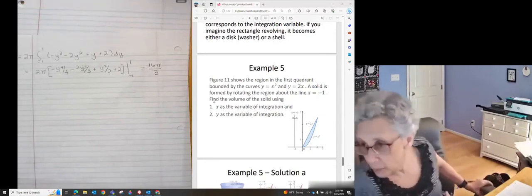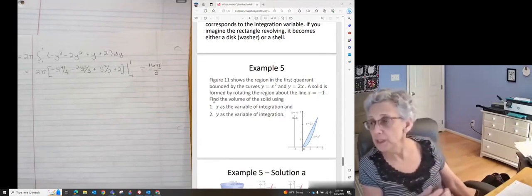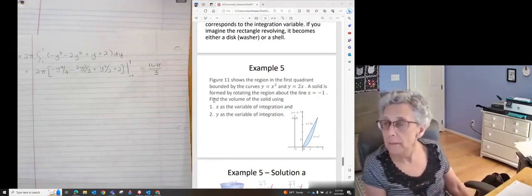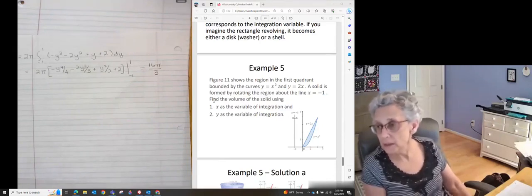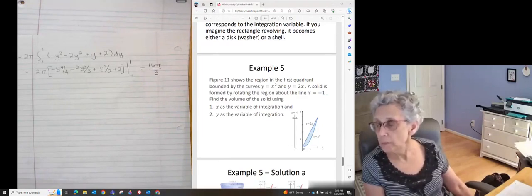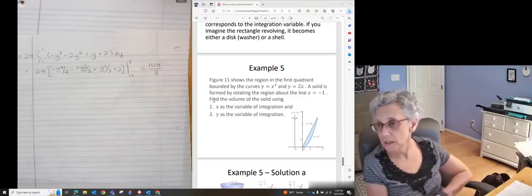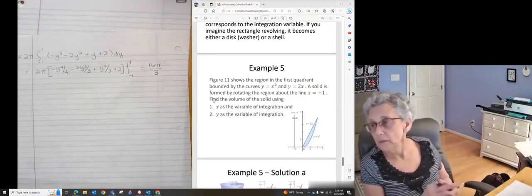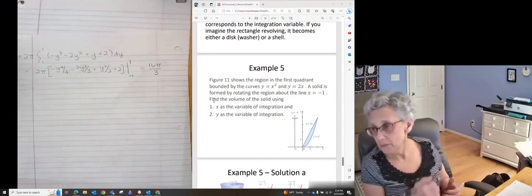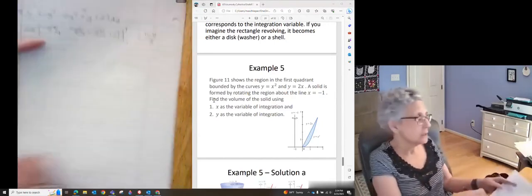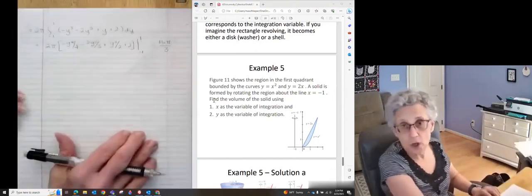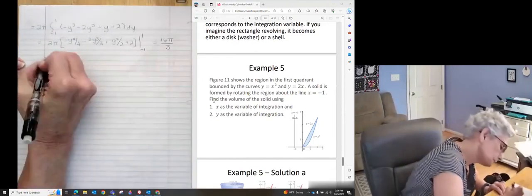So let's look at example 5. We want the region in the first quadrant bounded by y equals x squared and y equals 2x. A solid is formed by rotating the region about the line x equals -1. We want to find the volume using x as a variable of integration. So, of course, I'm going to draw my own little picture.